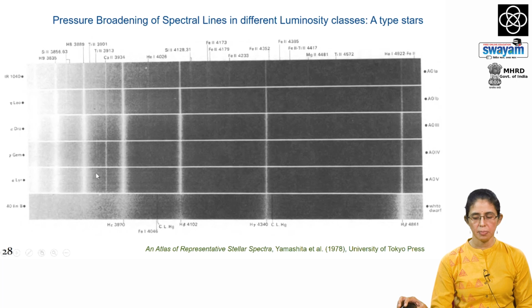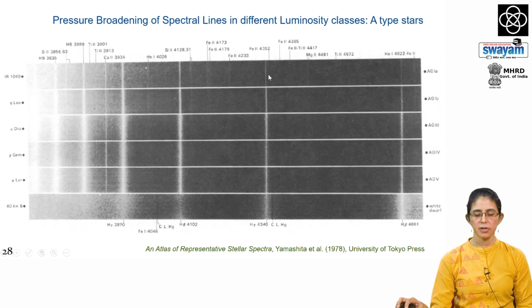This panel, for example, shows the pressure broadening effects of spectral lines in different luminosity classes for A-type stars, in particular A0 type. Each horizontal panel represents the spectrum of one type of star. So, as we move from top to bottom, this represents stars of different luminosity classes. These are the supergiants, these are the bright giants, these are giants, these are subgiants, main sequence stars, and one can see the white dwarfs.